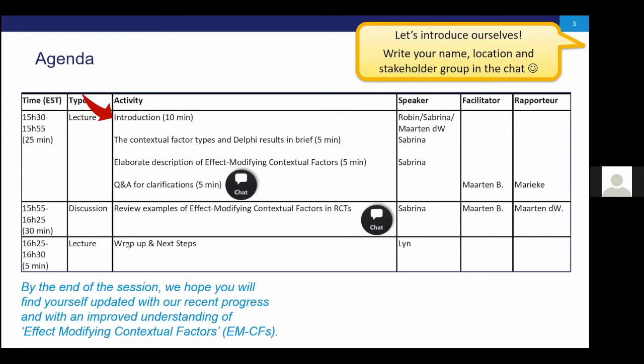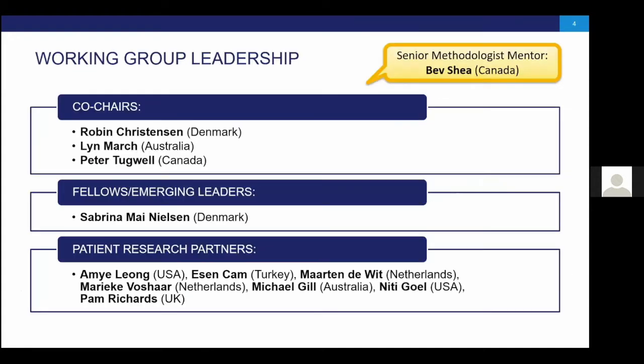Yes, please, let's look briefly on some of the names. As already mentioned, our co-chairs from 3 continents. Sabrina Meyer Nielsen is our fellow, and I would like to give a very strong thank you and acknowledgement to our patient research partners who are making excellent input to the understanding of all these very complicated concepts we're working with. Amy, Esten, Martin, Marieke, Michael, and Nidhi and Pam. And then, of course, we have our methodologist, Bev Shea, who's part of all the meetings we are having at this point.